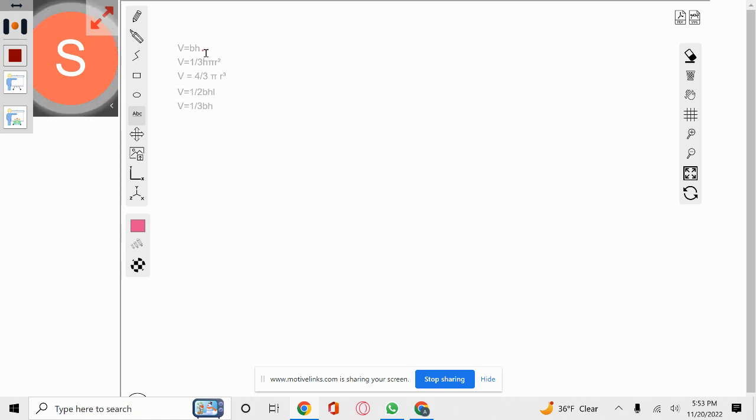So today we're going to be focusing on volume and area of shapes. So this is a completely different unit from yesterday's.